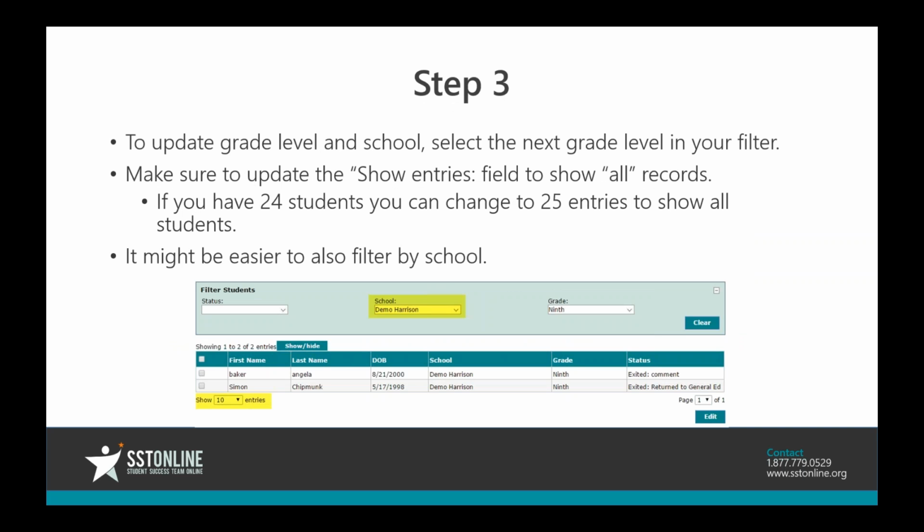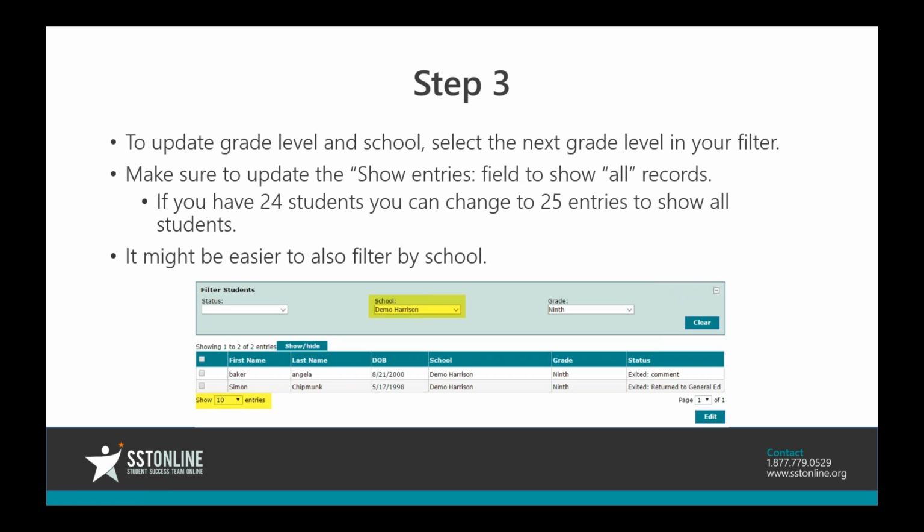Step three, you're actually going to select the next grade level in your filter. So if you were 12th grade, you're going to go to 11th grade. And the big thing here is you want to make sure that you show all entries. So if you have 100 students showing, but it still only says 10 entries, you want to make sure you change that to 1,000. Okay, so you want to make sure that you're showing all your students there.